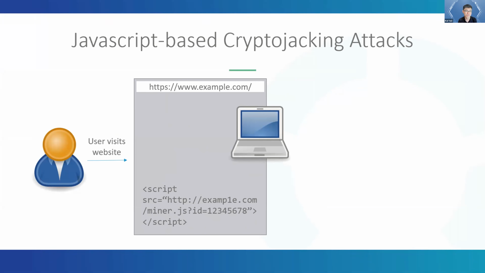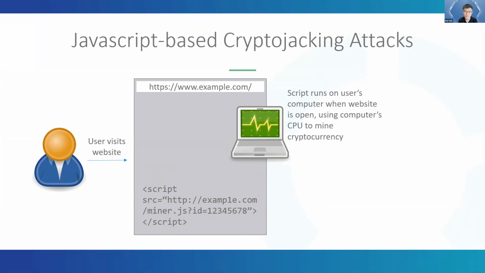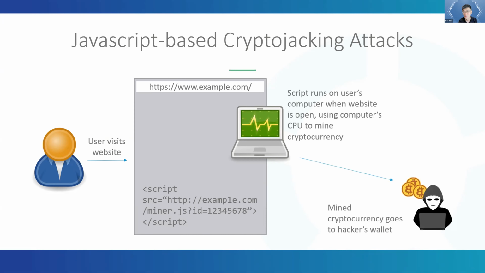So when a user visits the site, they have this script on the website itself, and once the user loads this website and the website is running, the user's computer CPU will be used to mine the cryptocurrencies, right? And all these cryptocurrencies go to the hacker. So this is how the JavaScript-based cryptojacking attacks work.